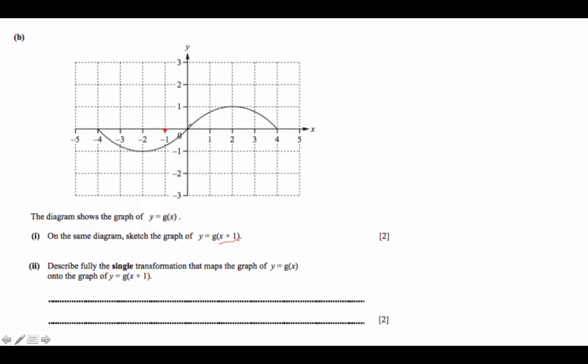So I'm going to pick where it crosses the x-axis and show how it's moved. So it's going to move back by 1 there. This is going to move back by 1. This is going to move back by 1.